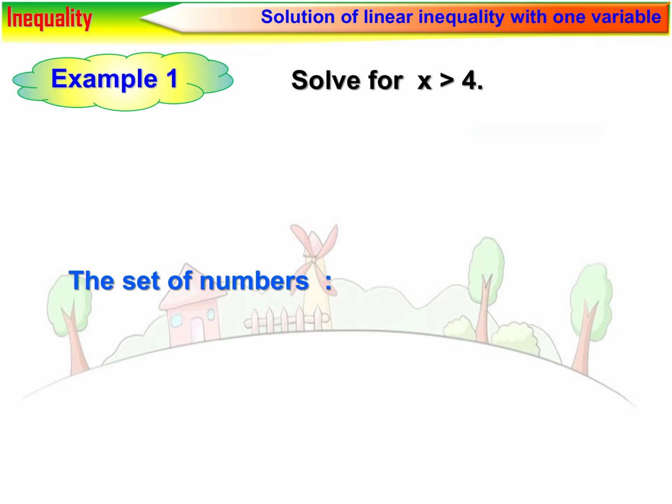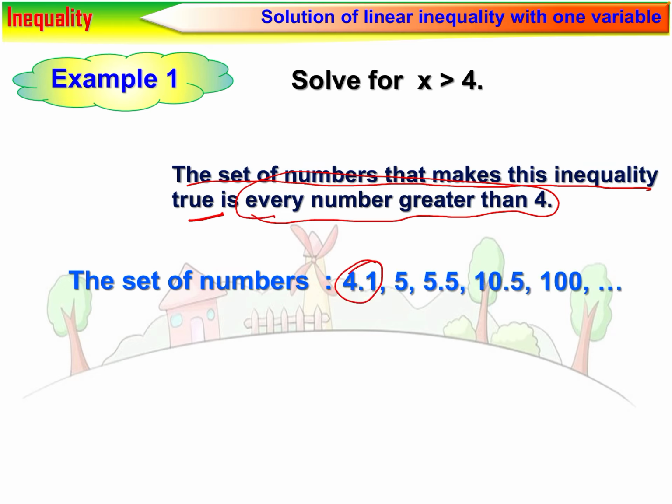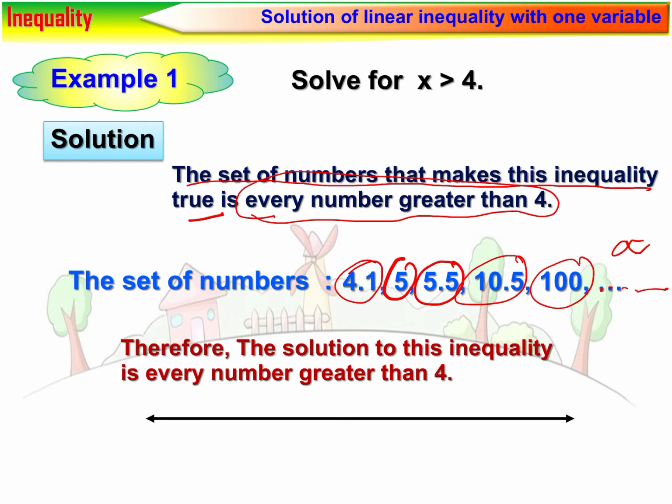Now you need to copy down the examples. Each example might be too easy for you. For x greater than 4, the set of the numbers that make this inequality true is every number that is greater than 4. So it can be 4.1, 5, 5.5, 10.5, 100, and so on, many of them. It can be an infinite number of numbers, right? So we cannot answer it in other ways. We answer it on what we call the number line.